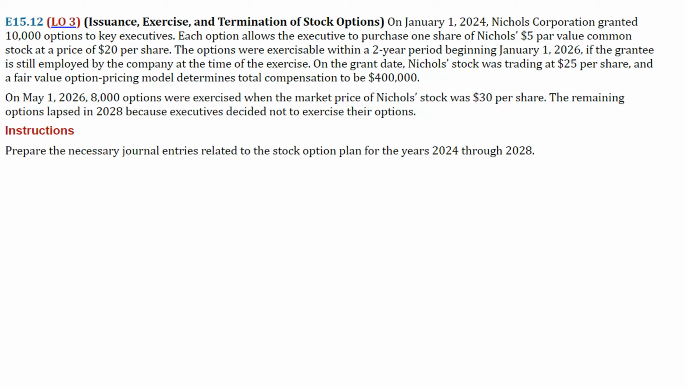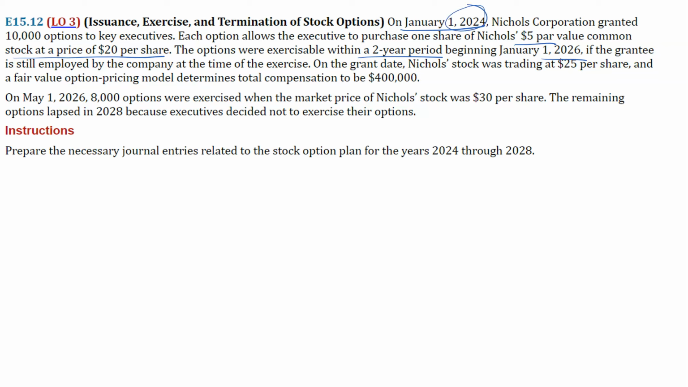Now we will do a journal entry problem related to stock options. On January 1st, 2024, Nicholas Corporation granted 10,000 options to key executives. With each option, the executives will be able to purchase a share which has a $5 par value, and they can purchase the stock at $20 per share. Options should be exercised within a 2-year period beginning 2026.